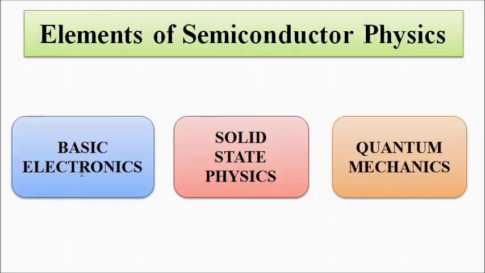So this is the main thing, that the elements of semiconductor physics are all about the basic electronics, the solid state physics aspect of those devices such as diode, PN junction diode, BJT, FET, whatever the device that we are going to discuss, and then we'll use the concepts of quantum mechanics to understand the operation, the design in a better way. So here we have discussed some basic concepts related to semiconductor physics. In the next videos we'll discuss some more concepts related to it.